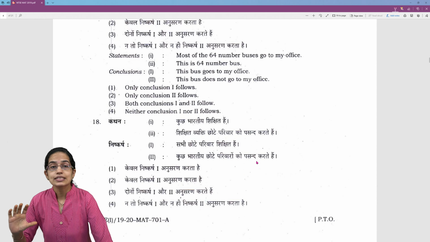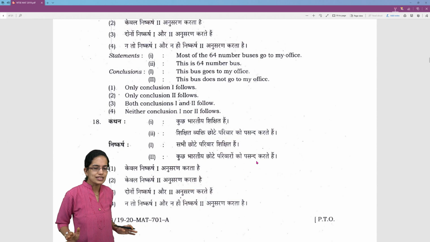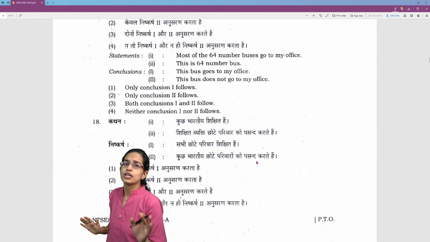The next is statement conclusion. Now statement conclusion are very scoring. A lot of students I have seen are afraid of it, but don't get confused. Nothing to get confused. Very simple, very scoring.